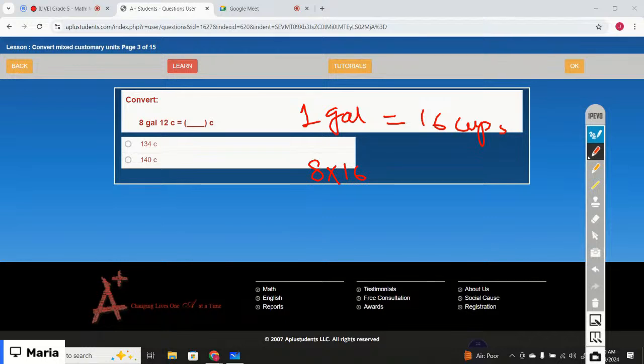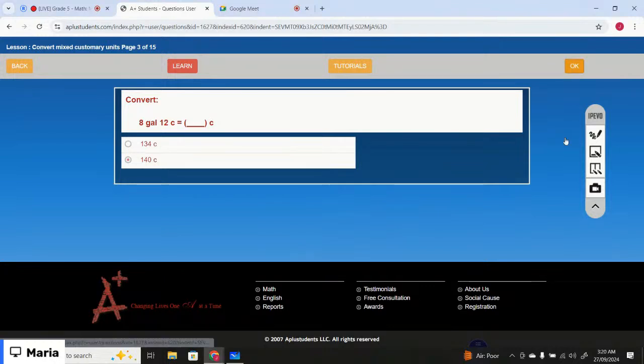You have 8 gallons, 12 cups. So 1 gallon equals 16 cups, right? So you have to do 8 times 16. 8 times 16: 8 times 6 is 48. That is 128 cups, right? You already have 12 cups. You need to add 128 and 12. 8 and 2, 10. That is 140 cups. Option number 2 is the correct option.